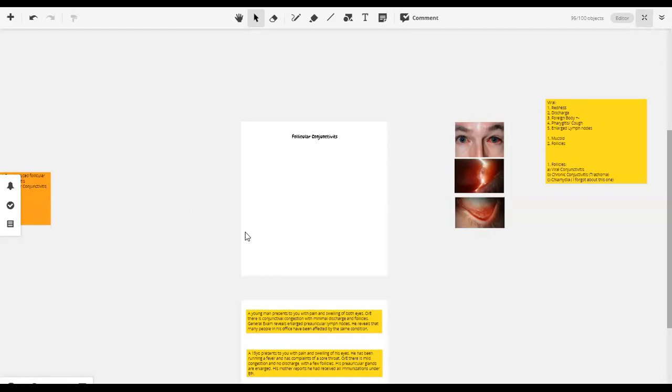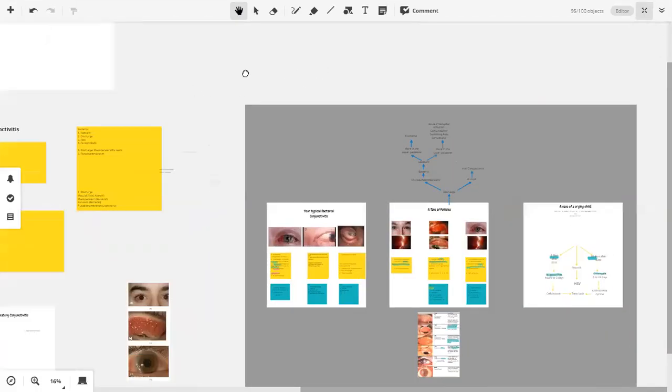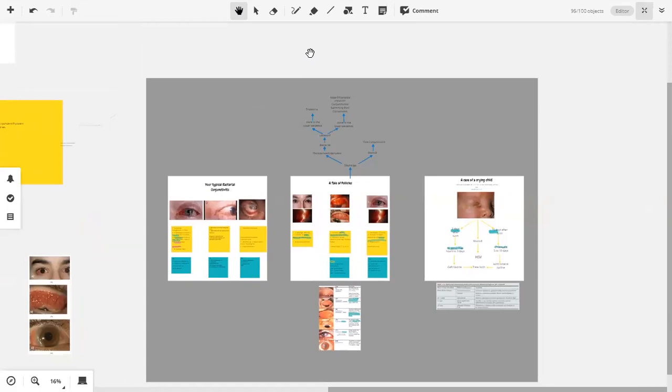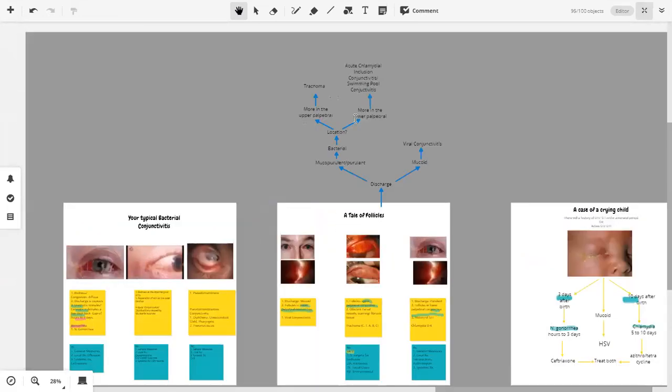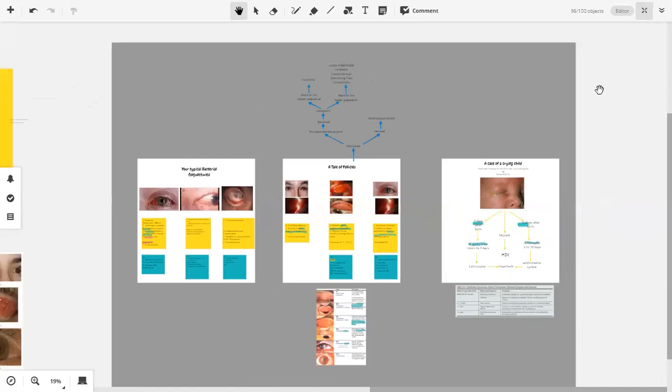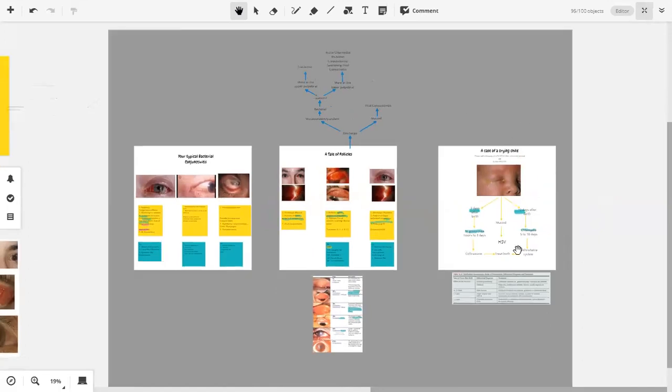Today we will start with follicular conjunctivitis. Last time around we discussed bacterial conjunctivitis. We did three groups of cases: our typical bacterial conjunctivitis, the bacterial conjunctivitis in which we can see follicles, and then ophthalmia neonatorum and its differentials according to the time period at which the symptoms present.